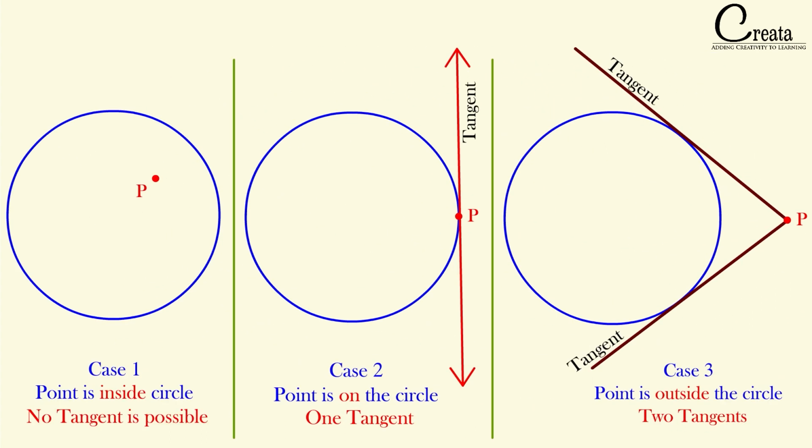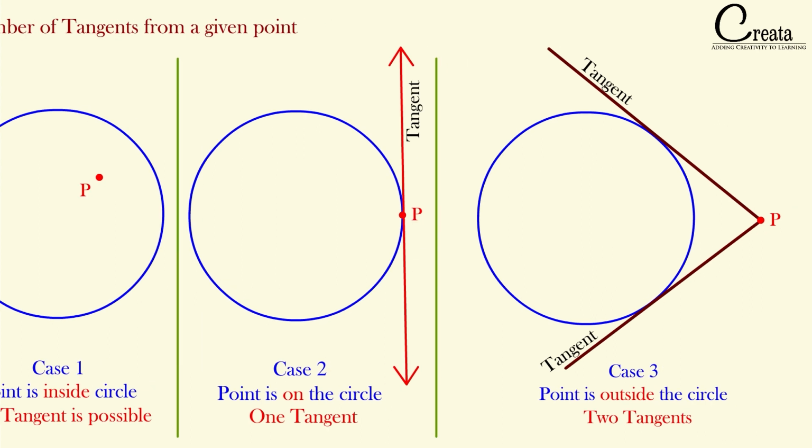The point inside the circle will not form any tangent, zero tangent. The point on the circumference of the circle will produce only one tangent. And the point outside will form a total of two tangents: 0, 1, 2.